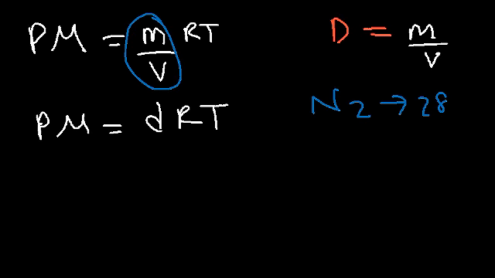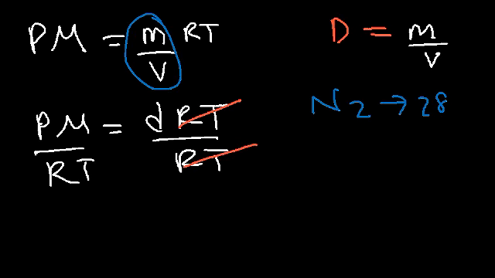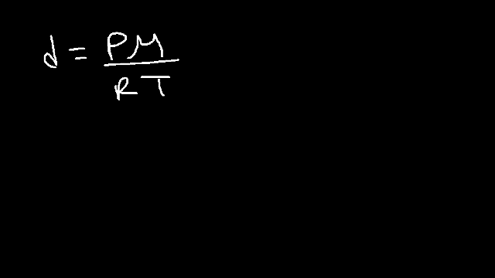Also, sometimes you might be given the gas density and you need to solve for the molar mass, so you can use this equation as well. But now let's isolate density. Let's divide both sides by RT. So therefore, RT cancels on the right side, and so we get this equation. Density is equal to pressure times molar mass divided by RT.